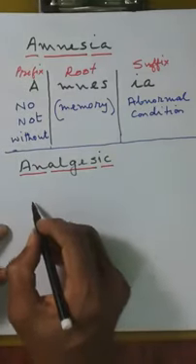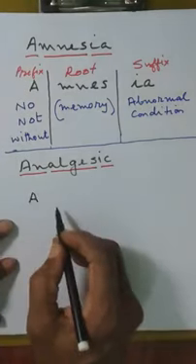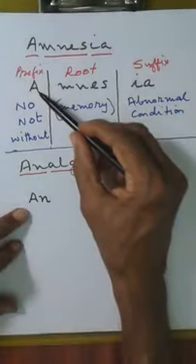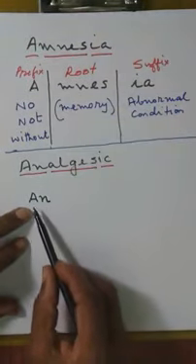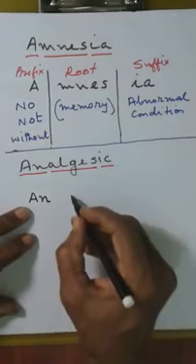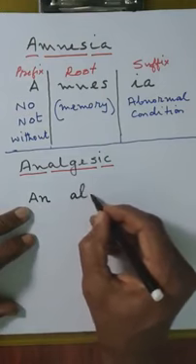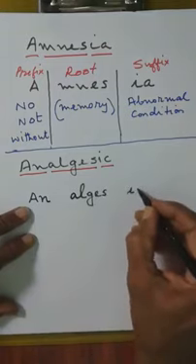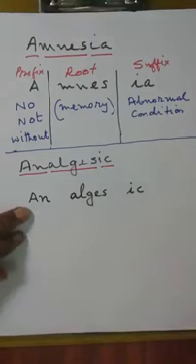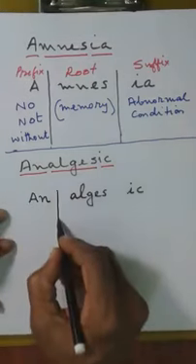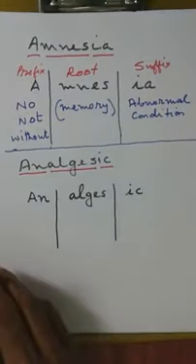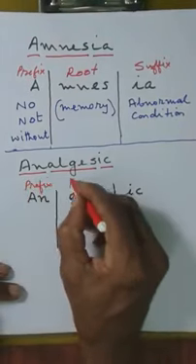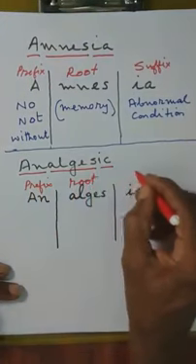So I will write A, N. Here it was A alone. The second word, it is A, N. Then alges. Then I, C, ic. So here, this is the prefix, root word and suffix.